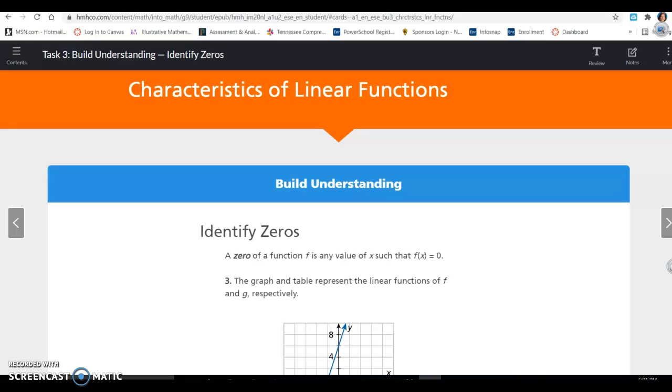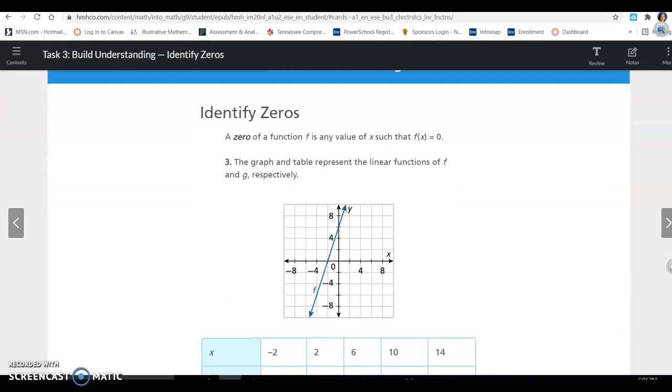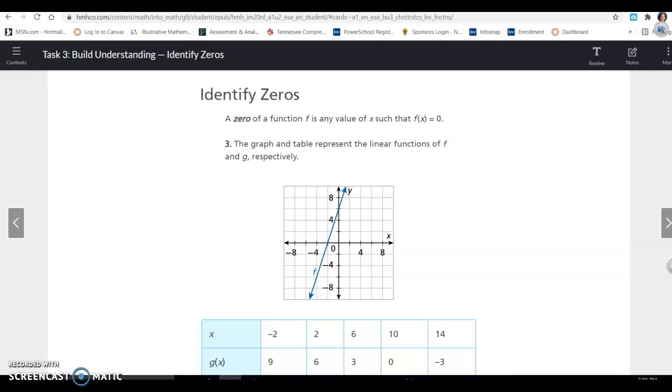Okay, looking at task 3 in lesson 4.3, characteristics of linear functions. And this time we're looking at identifying zeros. So a zero of a function f is any value of x such that f of x equals 0. So when y is 0, that's called a zero of the function. Later you'll find out that that's a solution of the equation.